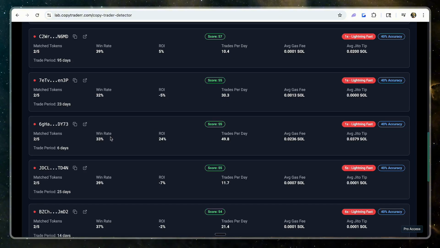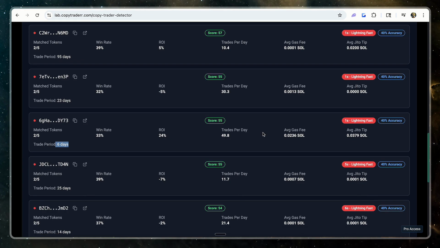You also see the win rate and ROI, trades per day, and trade period of all these traders, which is very useful because sometimes there are some gems. If you can find a copy trader who's doing very well, then you can copy trade the copy trader and not only not have to research tokens like a real trader, but also not have to research wallets like a copy trader, saving you time and potentially making you a lot of money.